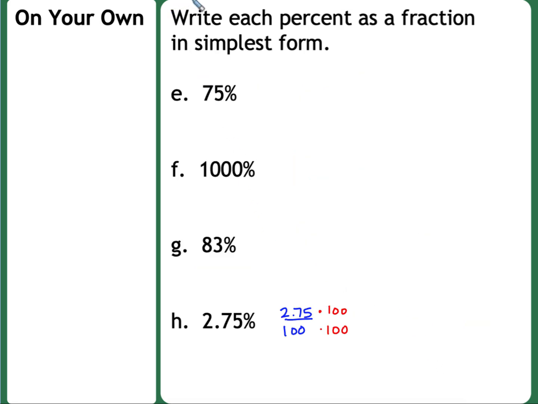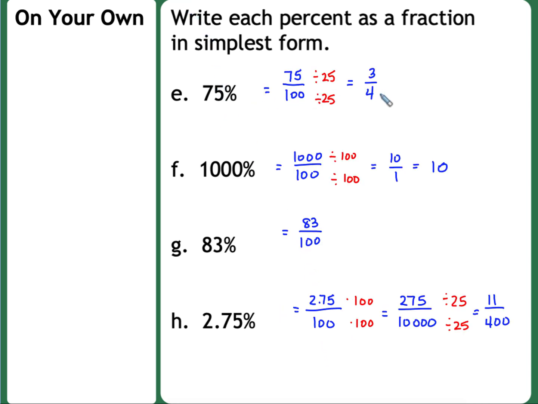Here's some more to try. Now this last one can be a little tricky, so I did help you out. So this is 2 and 75/100ths%. So 75/100ths means we need to multiply by 100 to get rid of that decimal. All right, so 75% is 3/4. 1,000% is actually 10 over 1, which is 10. 83% is just 83 over 100, can't be simplified. 2 and 75/100ths% is 11 over 400.